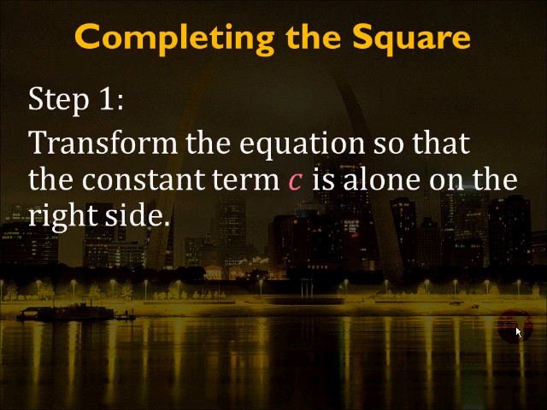The first step is to transform the equation so that the constant term c is all alone on the right side. So you're going to move everything over to the right. That's a number. You're going to leave any x squares and x's on the left.